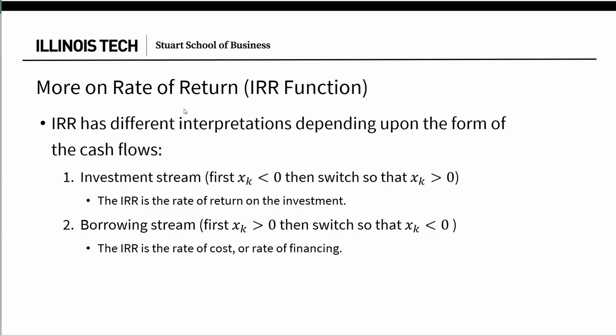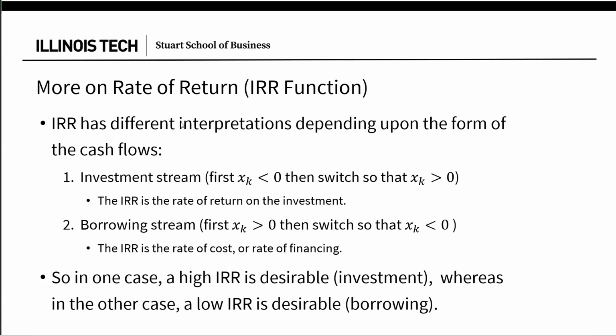Okay, so the IRR will have different interpretations depending on the form of the cash flows. For investment streams where first we invest money, so there's a negative cash outlay, and then this is followed by a switch so that we have positive inflows, the IRR is called the rate of return on the investment. Whereas when we have a borrowing stream where first we receive some positive cash flows, and then we switch to paying them off, so there are cash outlays, the IRR is called the rate of cost or the rate of financing.